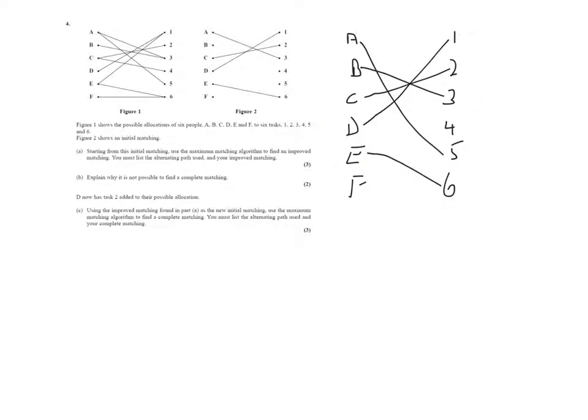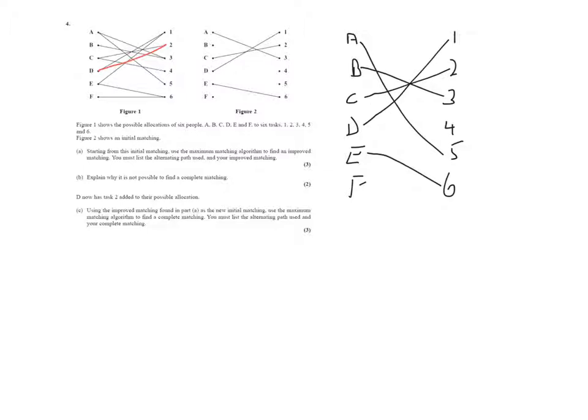Now part C, D now has task 2 added to their possible allocation. So there I filled that in red there. And using the improved matching found in part A, so I've drawn that out here. This is the improved matching found in part A. Use the maximum matching algorithm to find a complete matching. And we must do the same thing. We must list the alternating path and the complete matching.